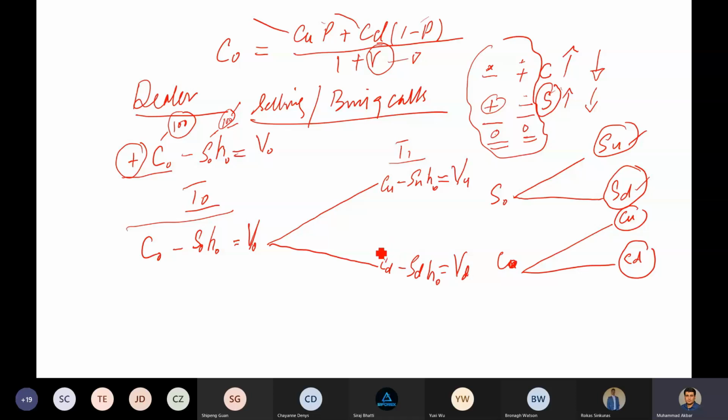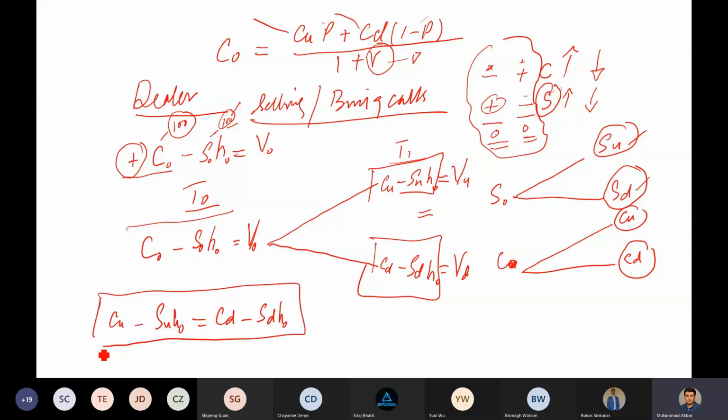Now, because this is a hedge position, what will this mean? It means that no matter the stock price goes up or goes down, it is immune. So VU should be equal to VD. That is, CU minus SUH should be equal to CD minus SDH. I'm saying this because I'm having a hedge portfolio. So no matter the stock price goes up or goes down, my position is hedged.